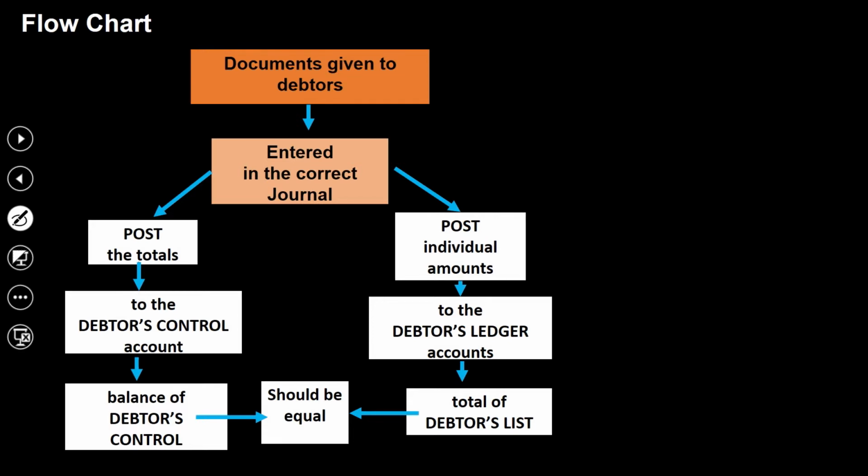Firstly, you have your documents given to your debtors. That means invoices, debit notes, credit notes, all the transactions that you enter into with your debtors. What happens to them? They are recorded into your correct journal.